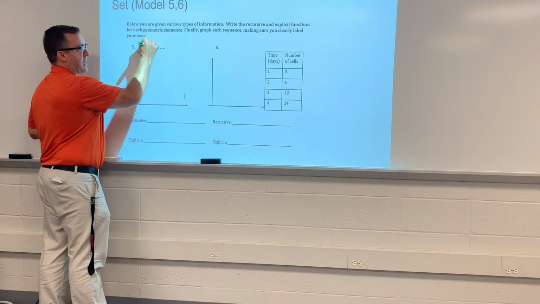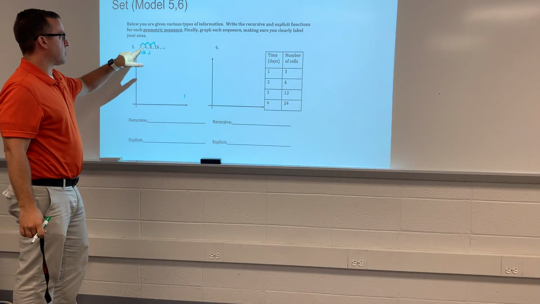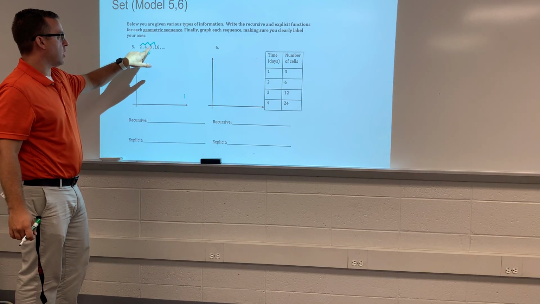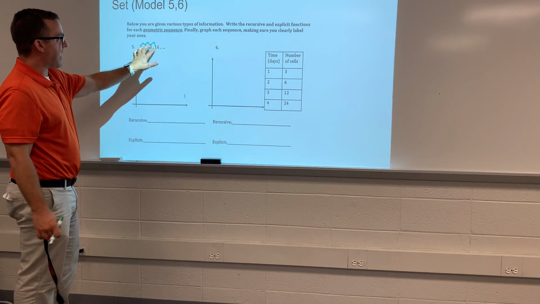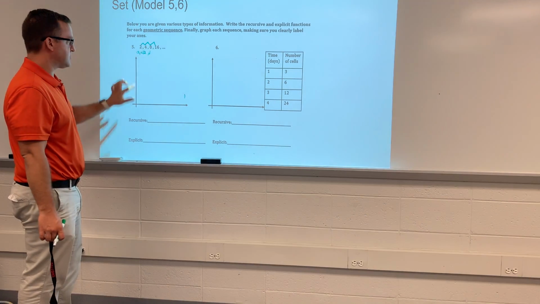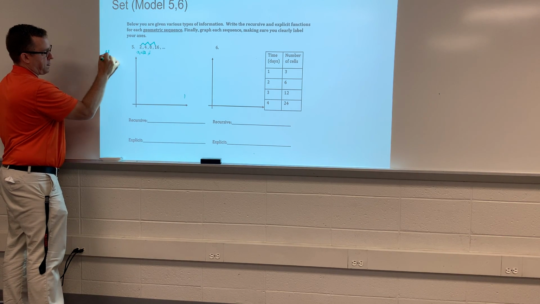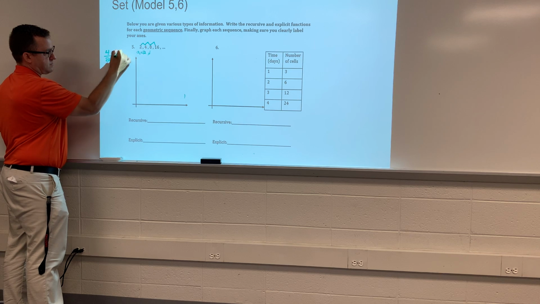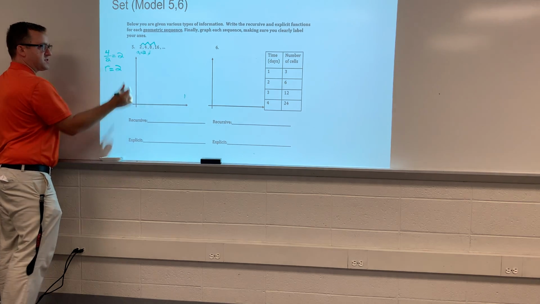Now, geometric means I'm going to multiply. So what do I multiply 2 by to go to 4, and 4 to 8, and 8 to 16? Well, you can divide any two consecutive terms. So I'm going to take 4 and divide that by 2. So my common ratio equals 2.